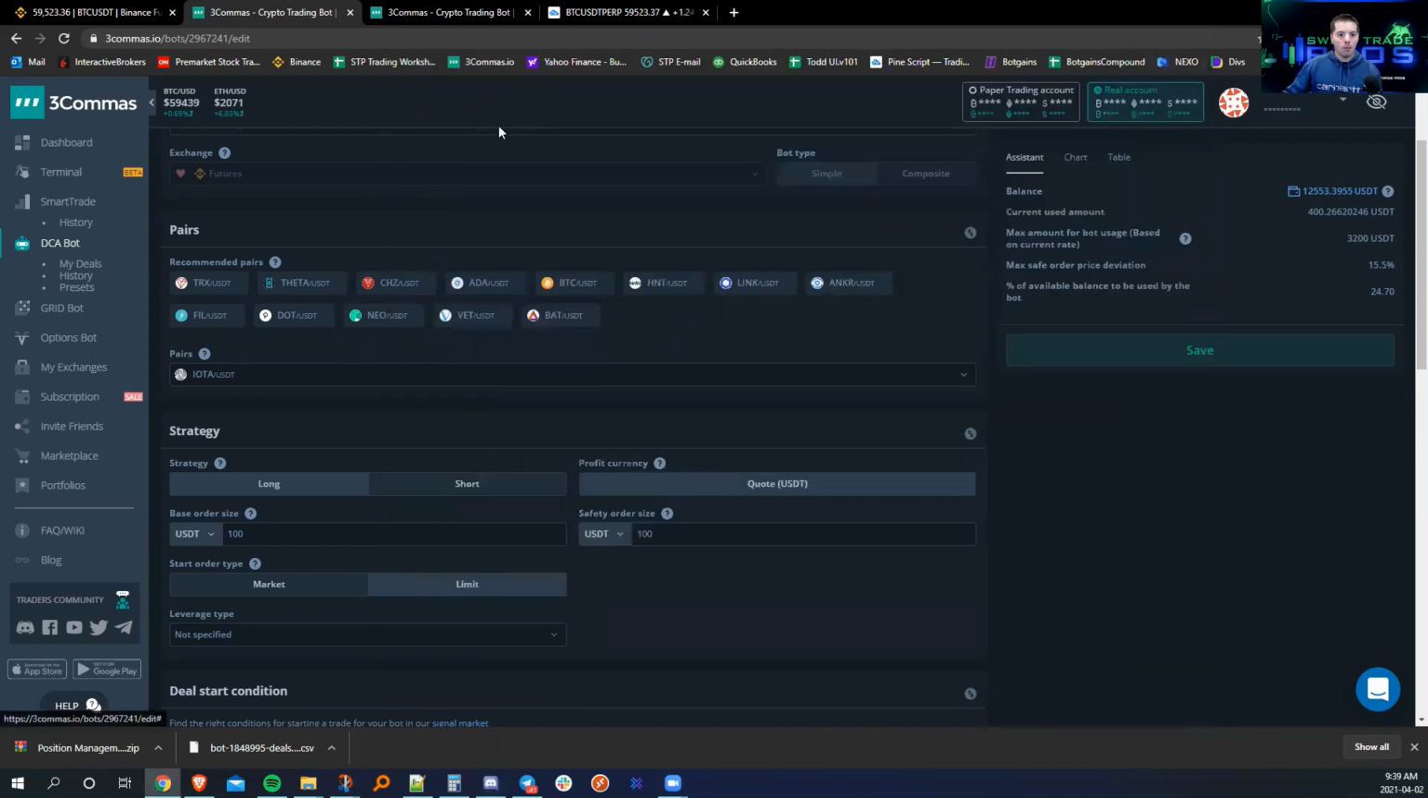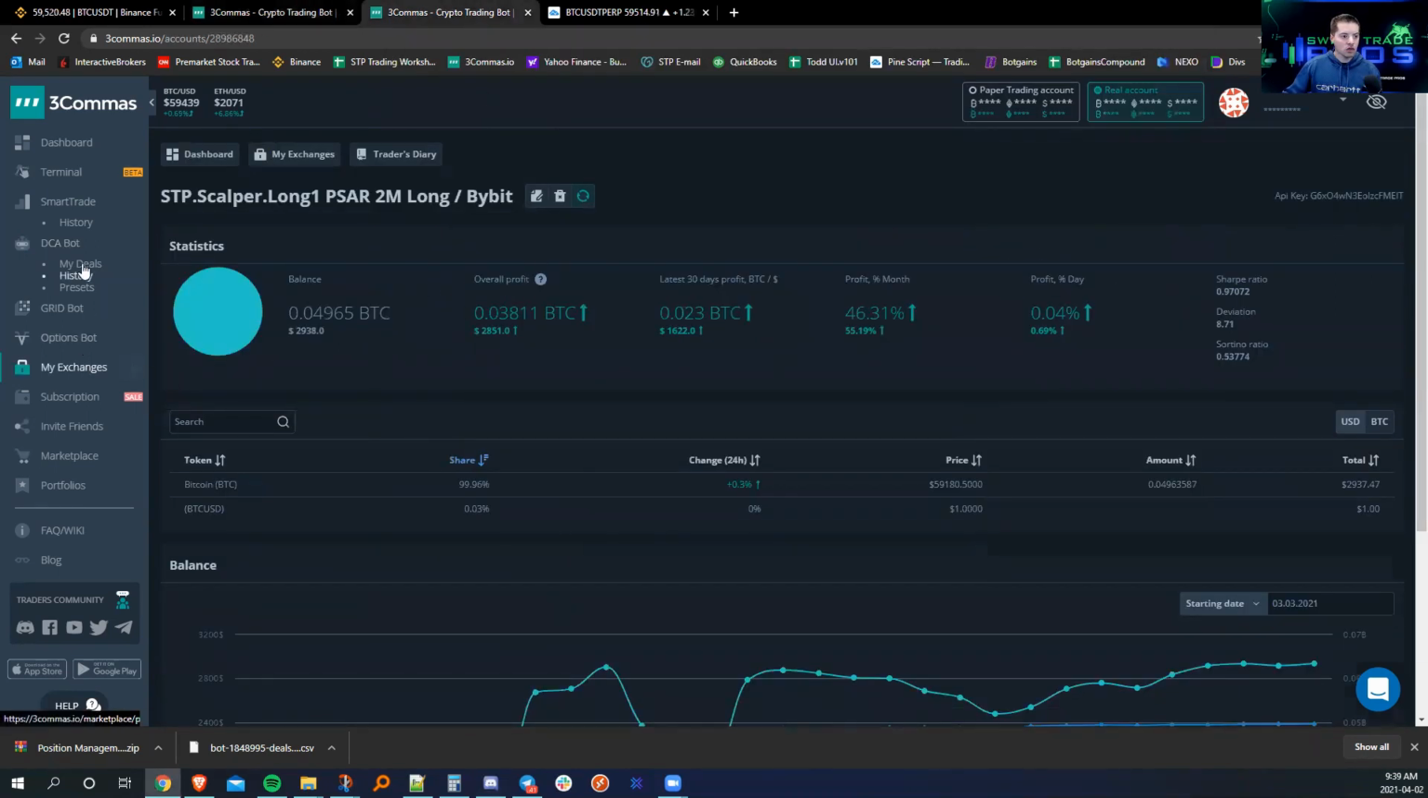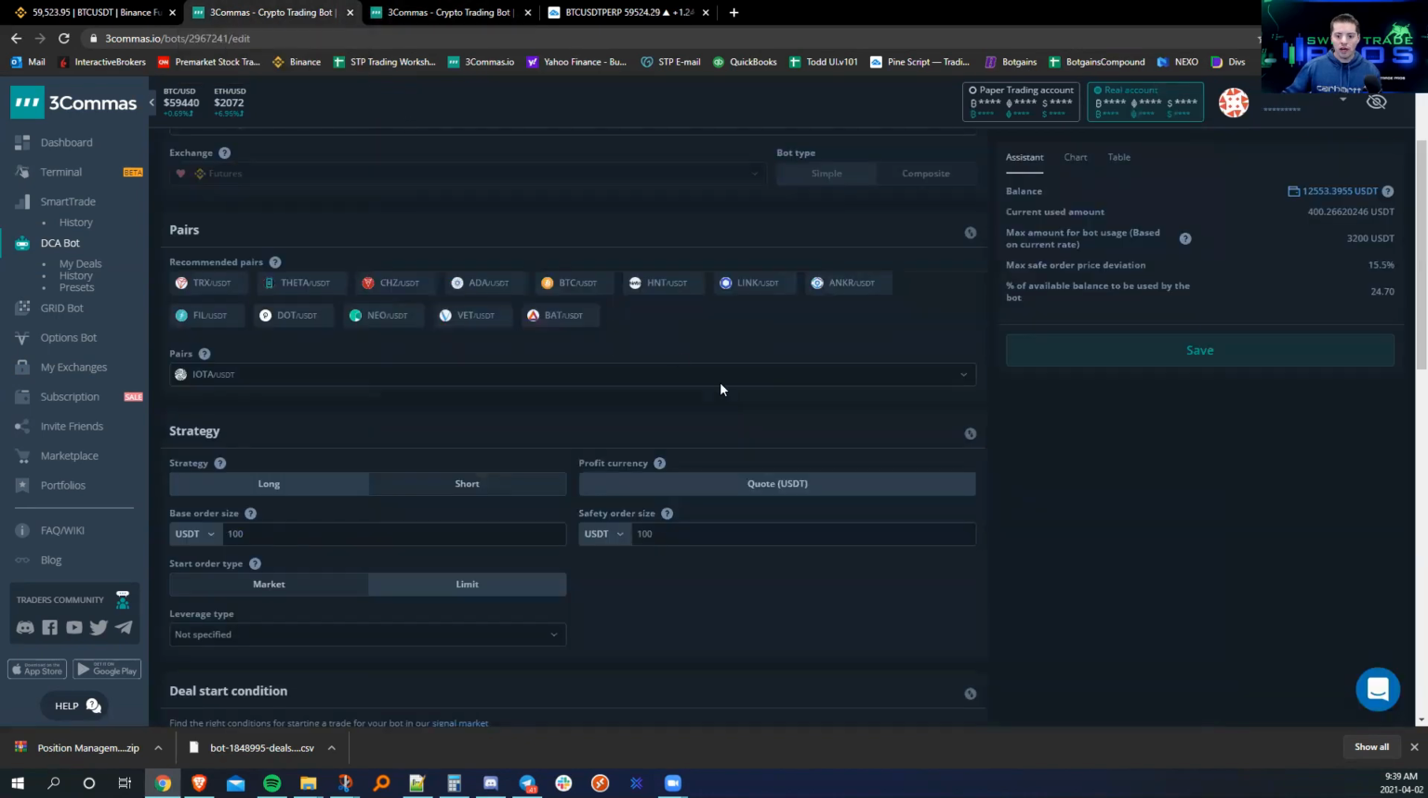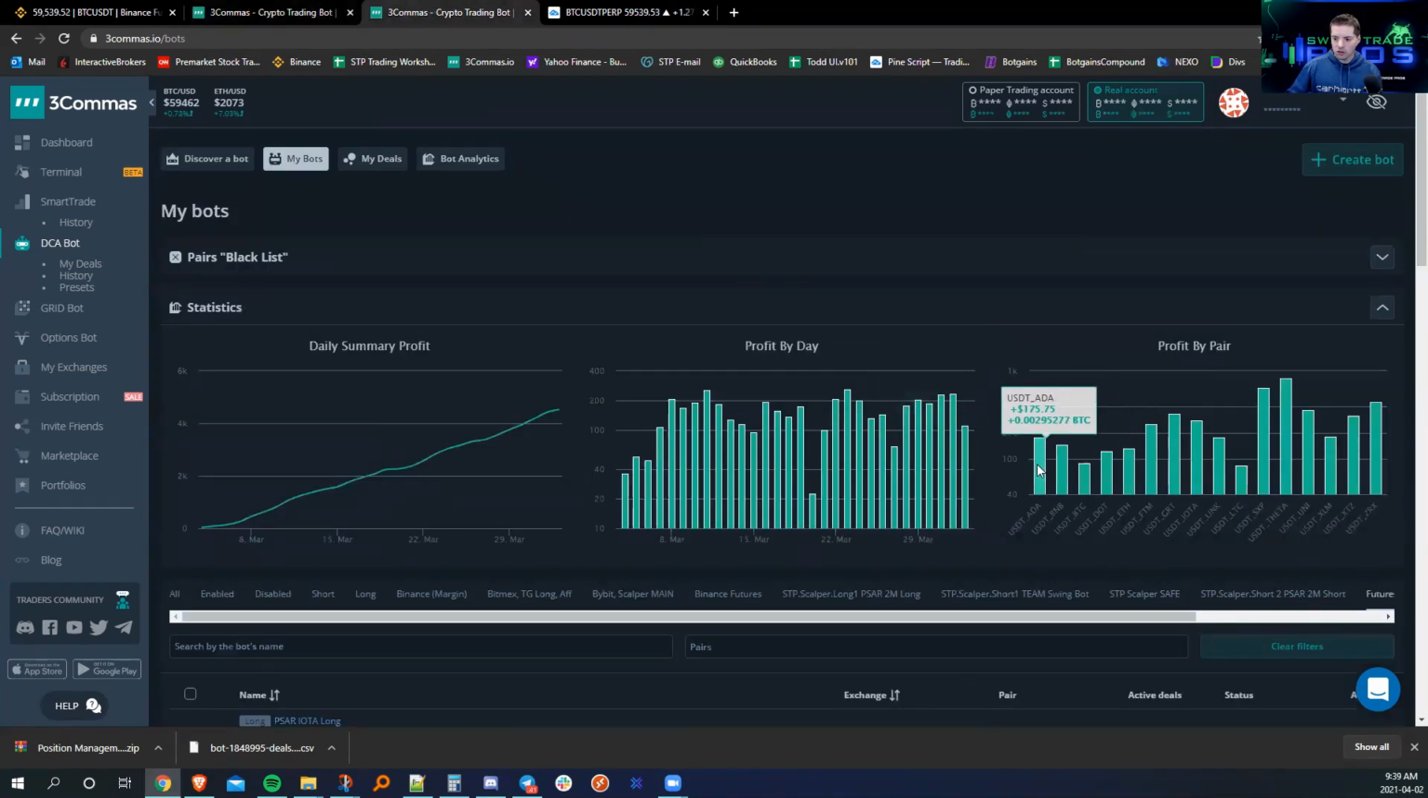So then if I go back to my account and go to DCA bot, this is the SAR on the 2-minute as well. This thing's been cranking out. Let's go to DCA bot. You'll see that's what I had from earlier. So I have this set up across pairs using $3,200. We go to futures and I have 2, 4, 6, 8, 10, 12, 14, 16. So that's basically what I'm doing. I'm adjusting it based on the balance.